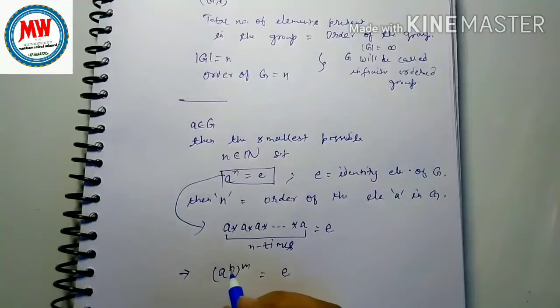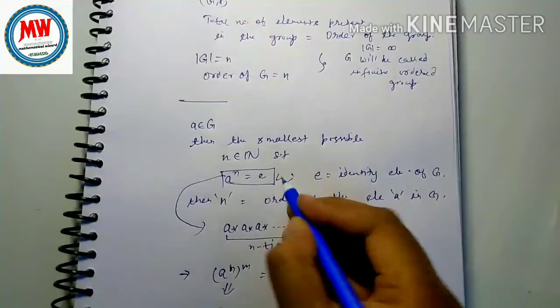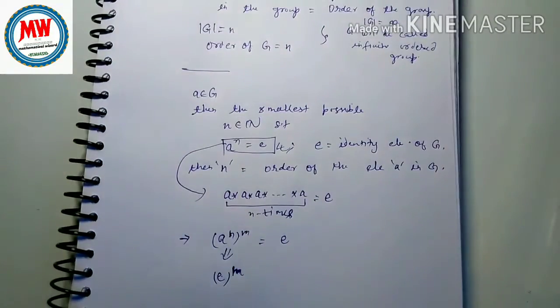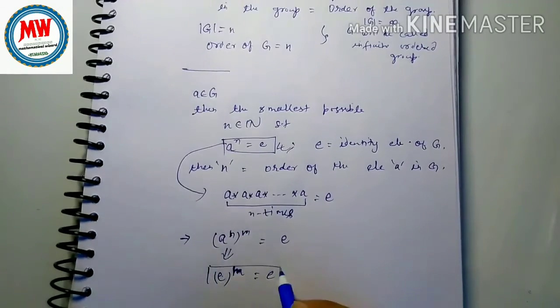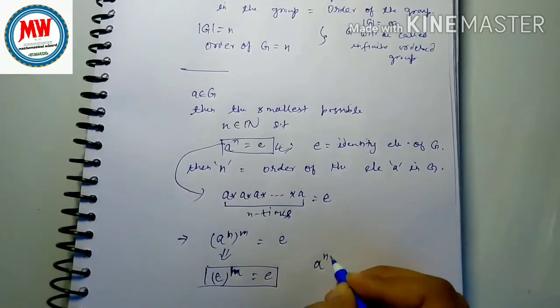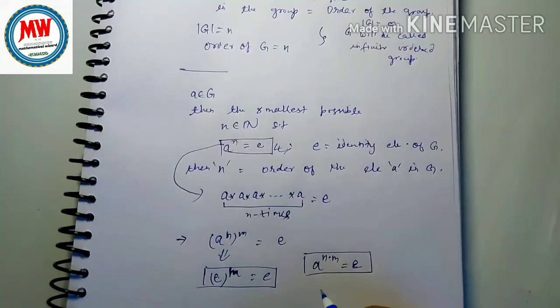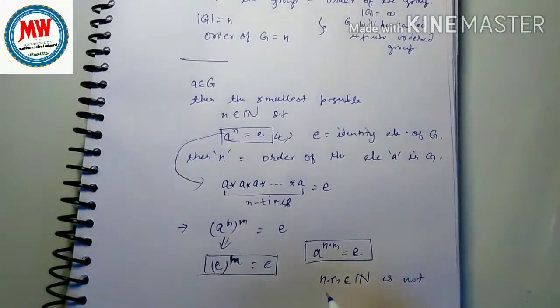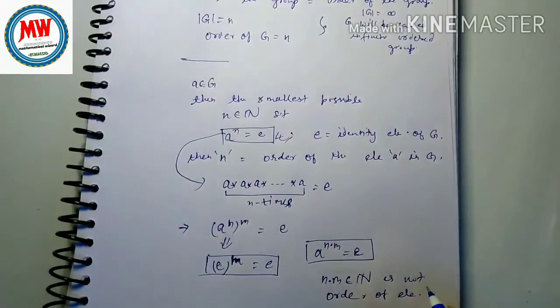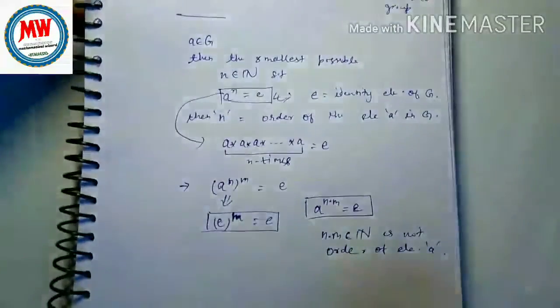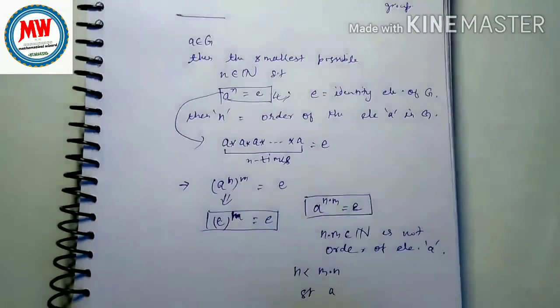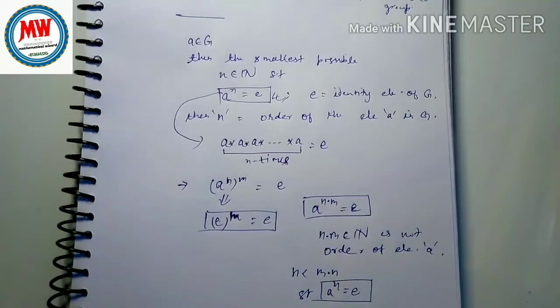By the process, A raised to the power n is equal to E from here, and E raised to the power m is again E. So here A raised to the power n into m is also E, but this natural number n into m is not the order of the element A, because there exists a smaller natural number n, that is n is less than m into n, such that A raised to the power n is equal to E. So this n will be called the order of the element A, but not m into n.